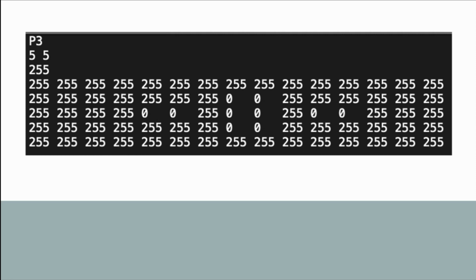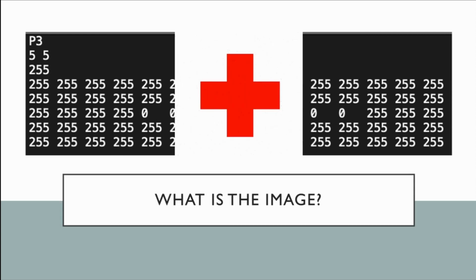P3 is a magic number that tells us we're using colored values instead of grayscale. Then you have the width and the height of the image, which is 5 pixels by 5 pixels. And then the third number, 255, is the maximum value you're going to see in this text file. I don't know why that's here. Apparently, it's useful. But who can guess what this image is? It's maybe, probably. Actually, it's just a plus sign.